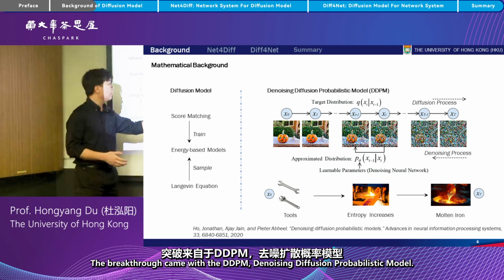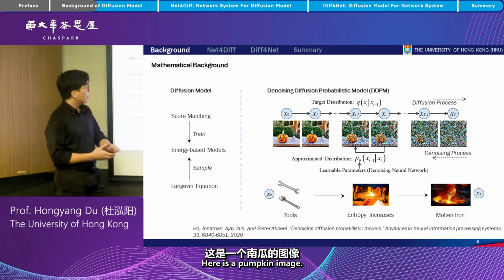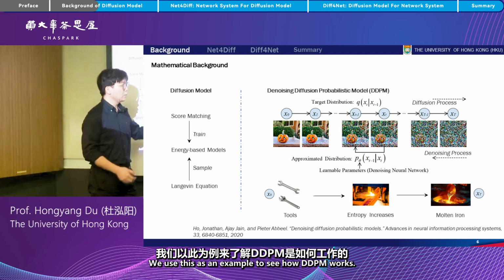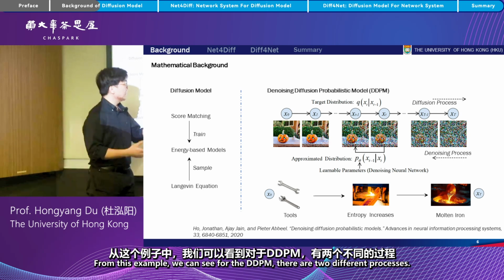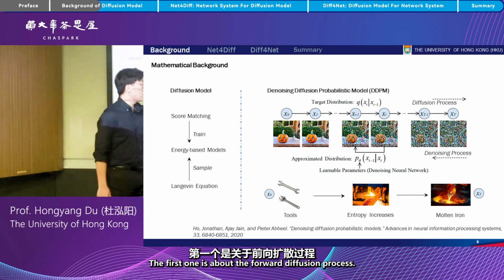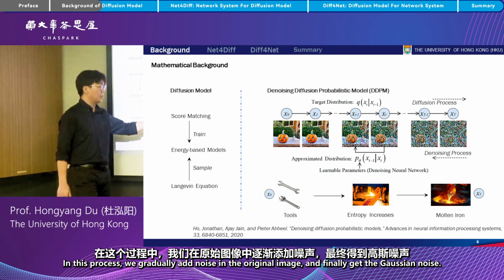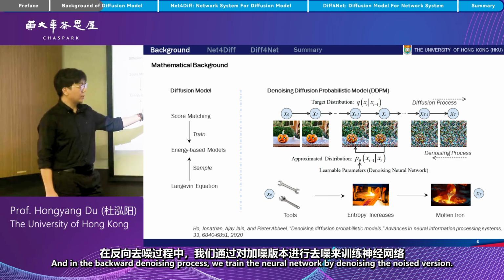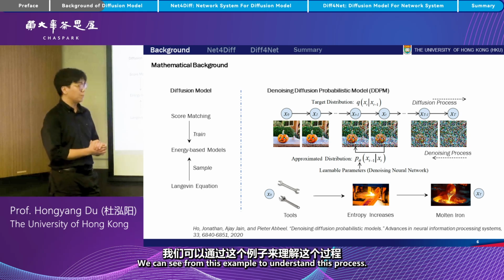The breakthrough came with the DDPM, Denoising Diffusion Probabilistic Model. Here is the pumpkin image. We use this as an example to see how DDPM works. From this example, we can see for the DDPM, there are 2 different processes. The first one is the forward diffusion process. In this process, we gradually add noise to the original image and finally get Gaussian noise. And in the backward denoising process, we train the neural network to denoise the noised version.